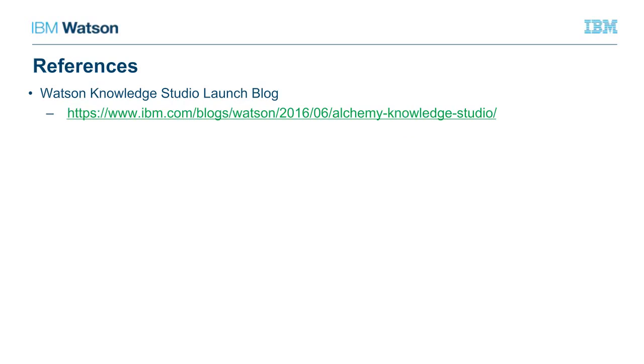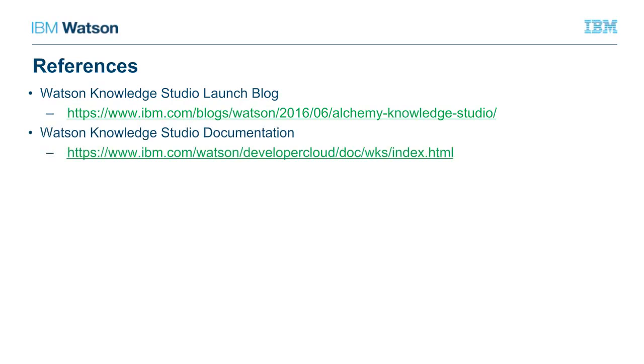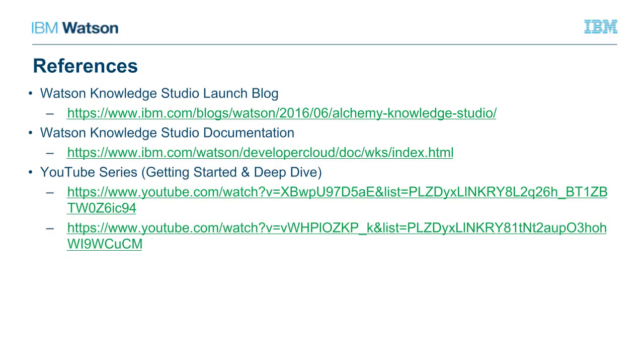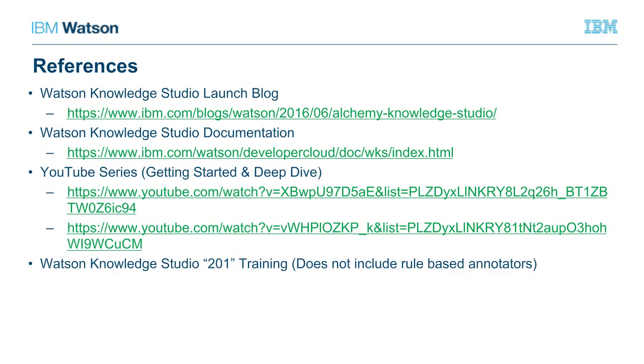So there's a launch blog which talks about Watson Knowledge Studio briefly. There's more detailed documentation which I thoroughly recommend that you review. There are a couple of YouTube series which you can look at. One is at a kind of getting started level, and one is at a more deep dive level. And there's also some further video education as well, which is called the Watson Knowledge Studio 201. It's a little bit out of date. It doesn't include details about the rule-based annotator, which I just showed you. But the remainder of this information is very detailed about creating a machine learning annotator.